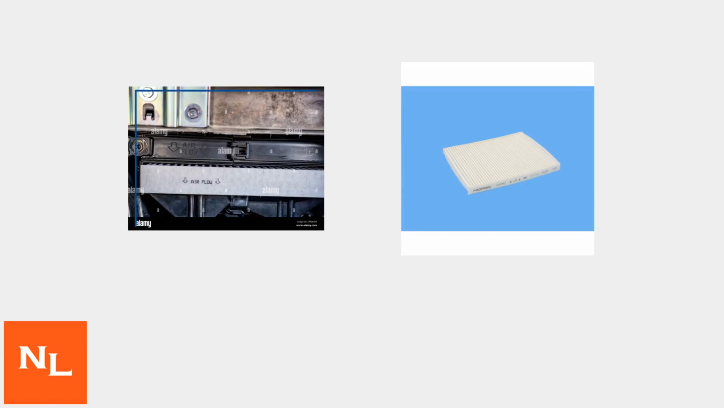Insert the new cabin air filter, ensuring the airflow direction arrows match the orientation of the old filter, pointing towards the rear of the vehicle. Use an OEM or compatible filter like Mopar part number 5080959AA to prevent fitment issues.